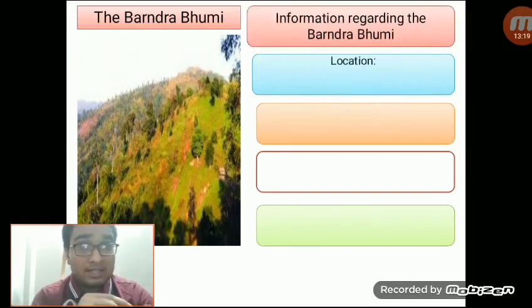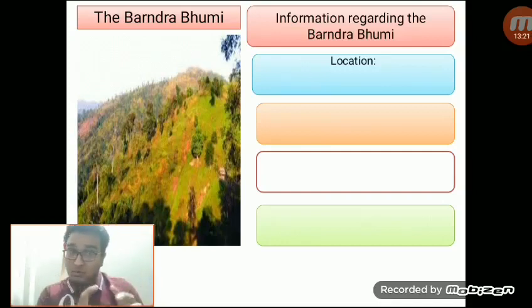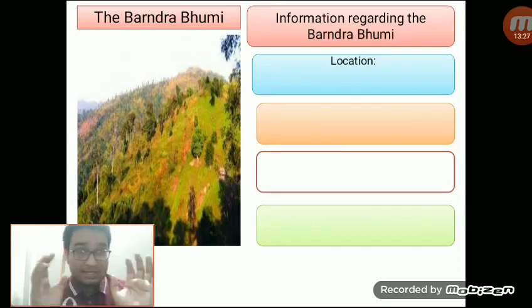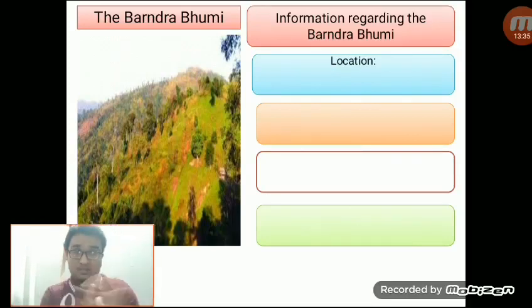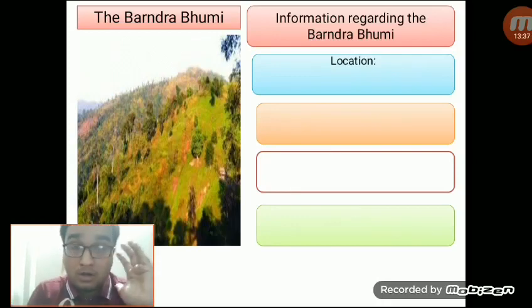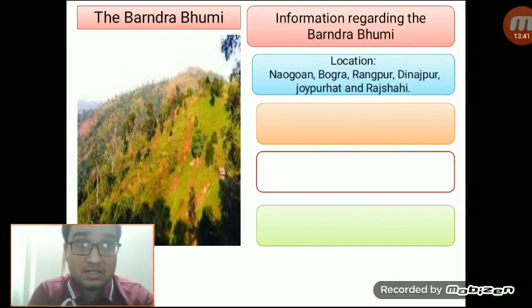First of all, the location. You know there are 64 districts in our country. Among the 64 districts, 6 districts are called the Barendra. What are they? Naogaon, Bogra, Rangpur, Dinajpur, Rajshahi, and Joypurhat. These are the 6 districts of Bangladesh which are called the Barendra.